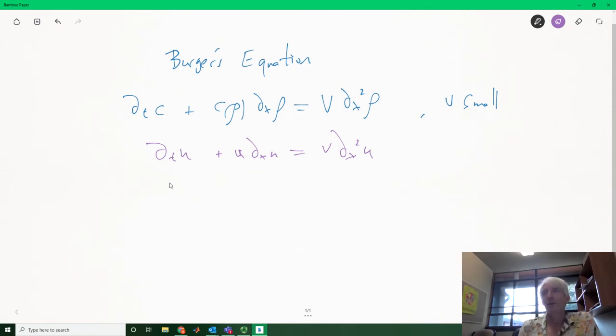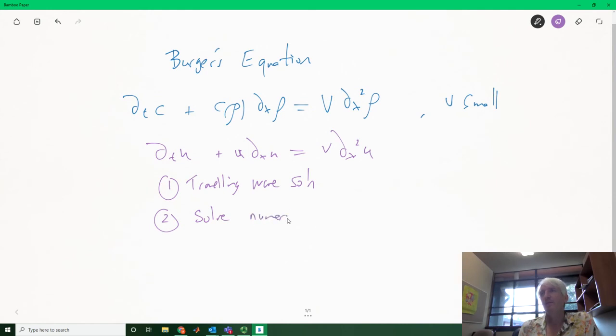So what are we going to do? We're going to do three things. One, we're going to find the travelling wave solution. Two, we're going to solve numerically, and we're going to use our split-step spectral method.